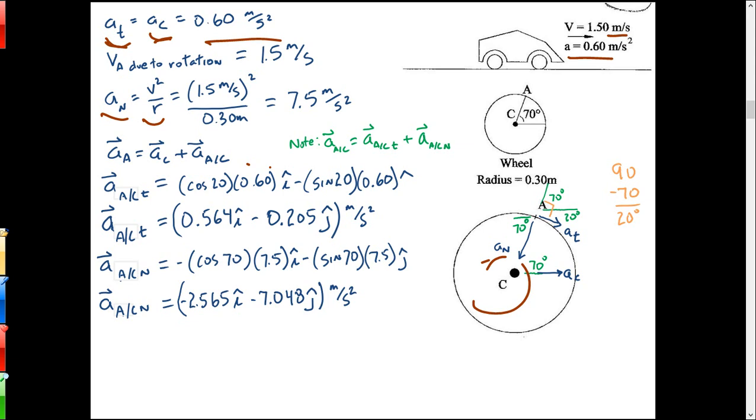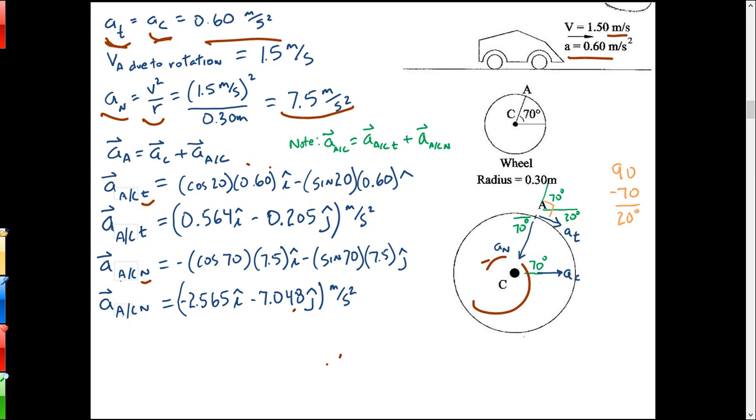So what I want to do here then is find the total relative acceleration of A with respect to C, and that will have a tangential component and a normal component as A rotates around C. The tangential is just 0.6, and then the normal is v squared over r, which is 7.5.